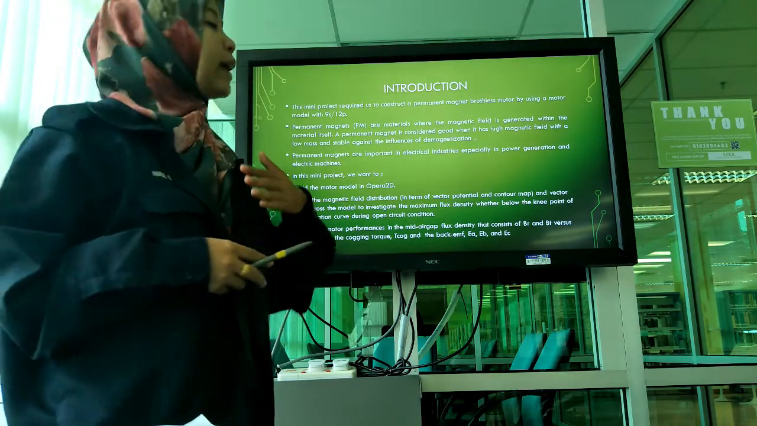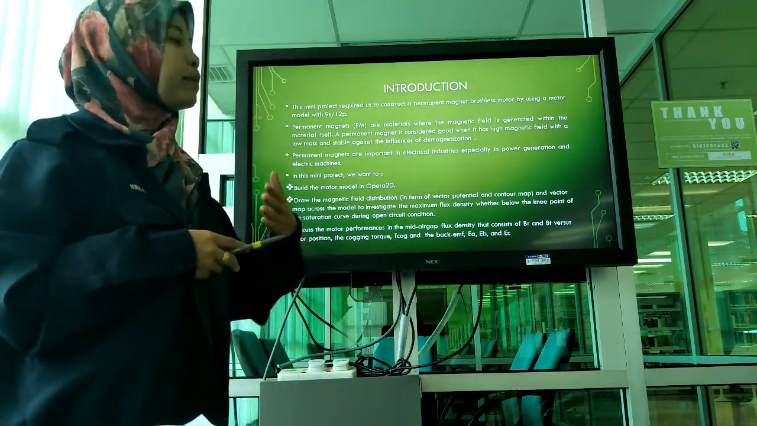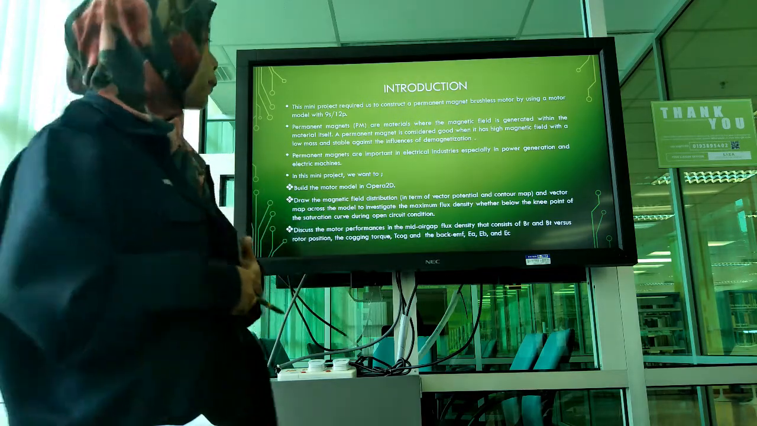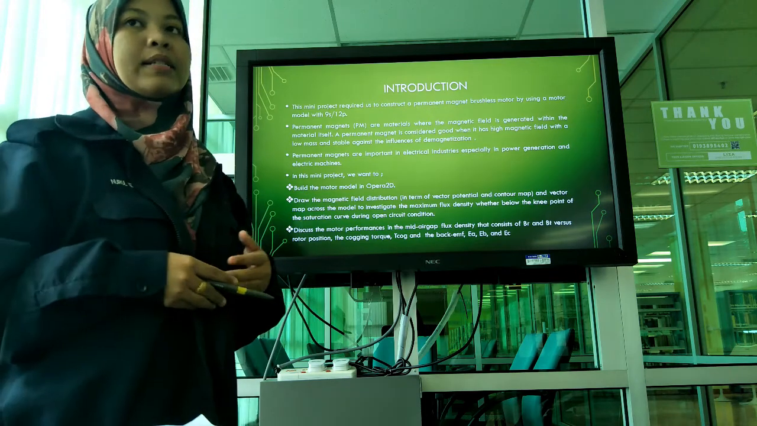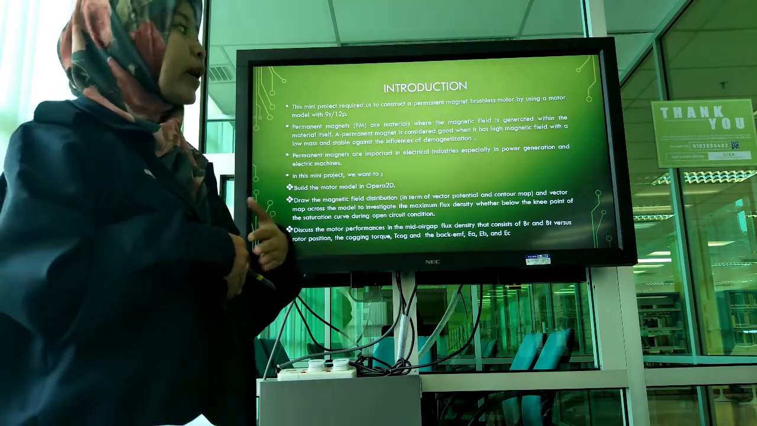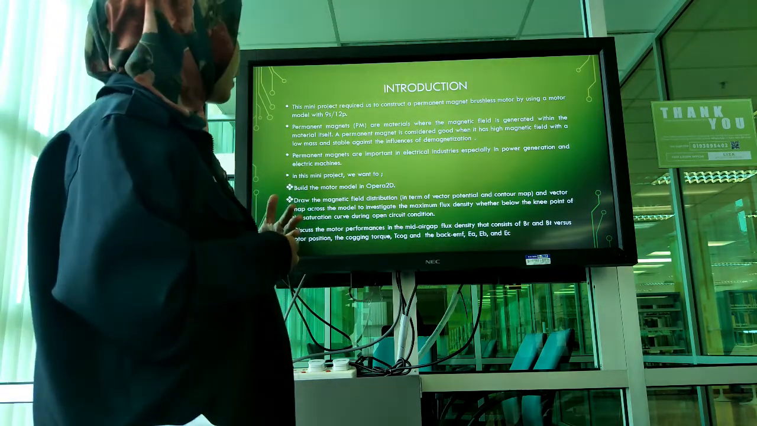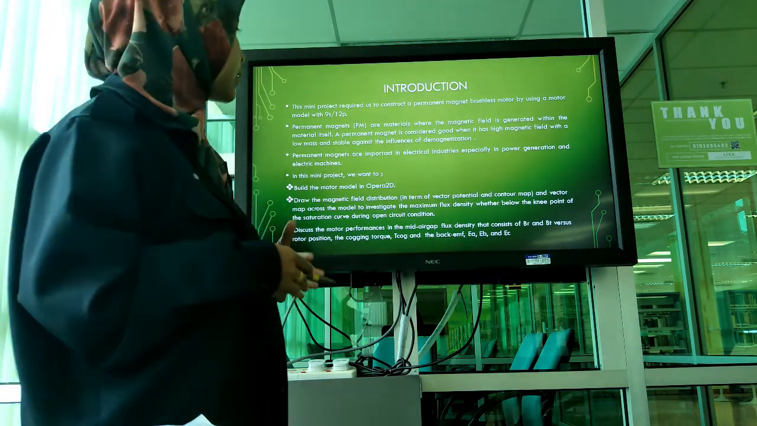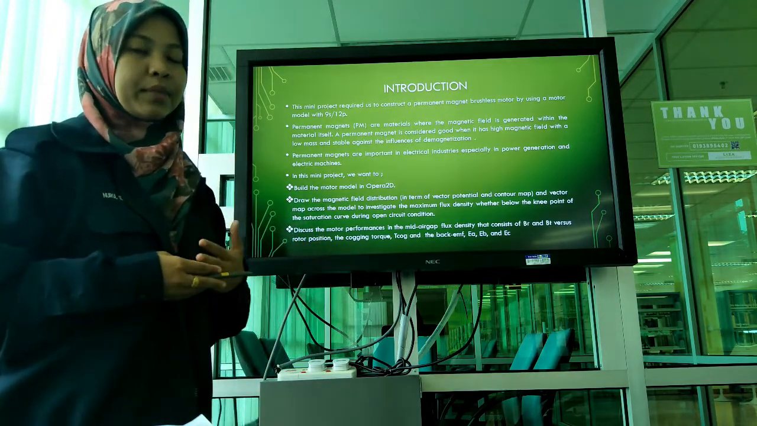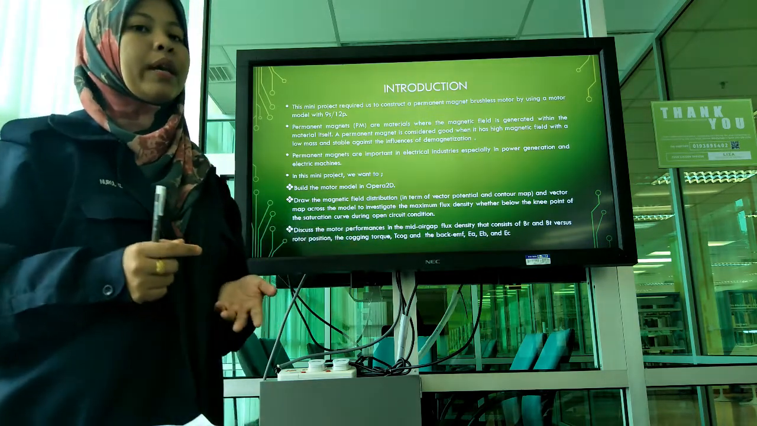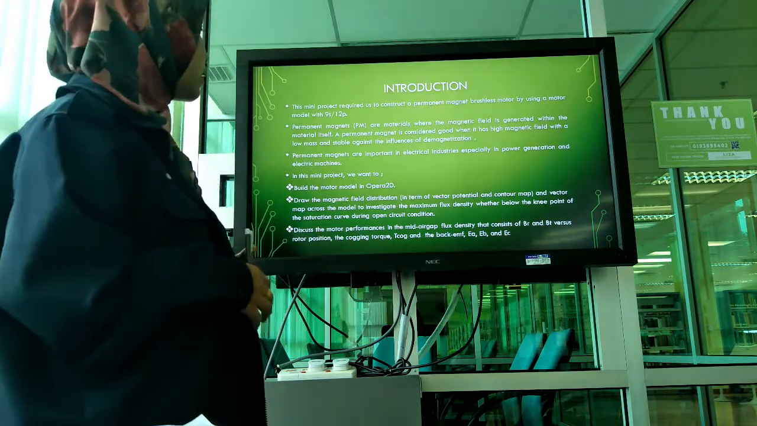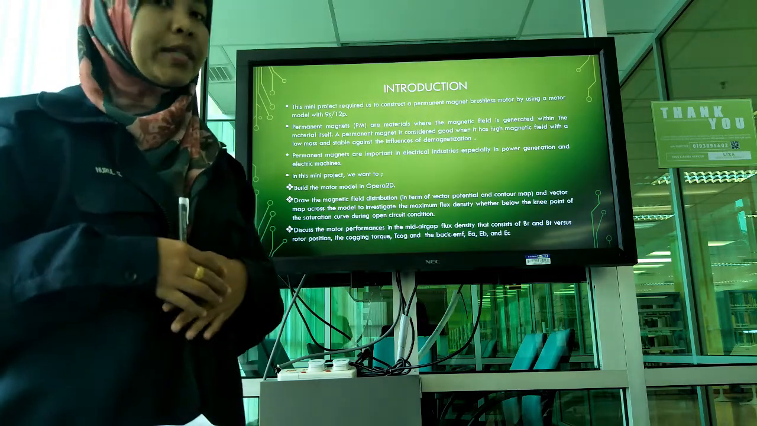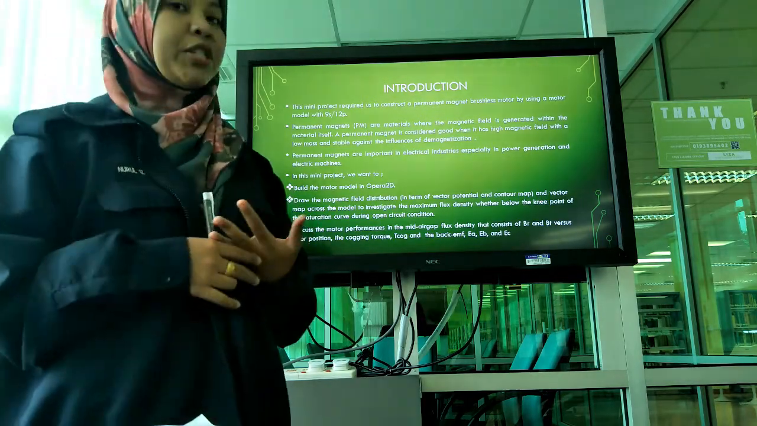A permanent magnet is a material where the magnetic field is generated within the material itself. A permanent magnet is considered good when it has a high magnetic field with a low mass and is stable against the influence of demagnetization. And we know that permanent magnets are important in the electrical industry, especially in power generation and also electrical machines.